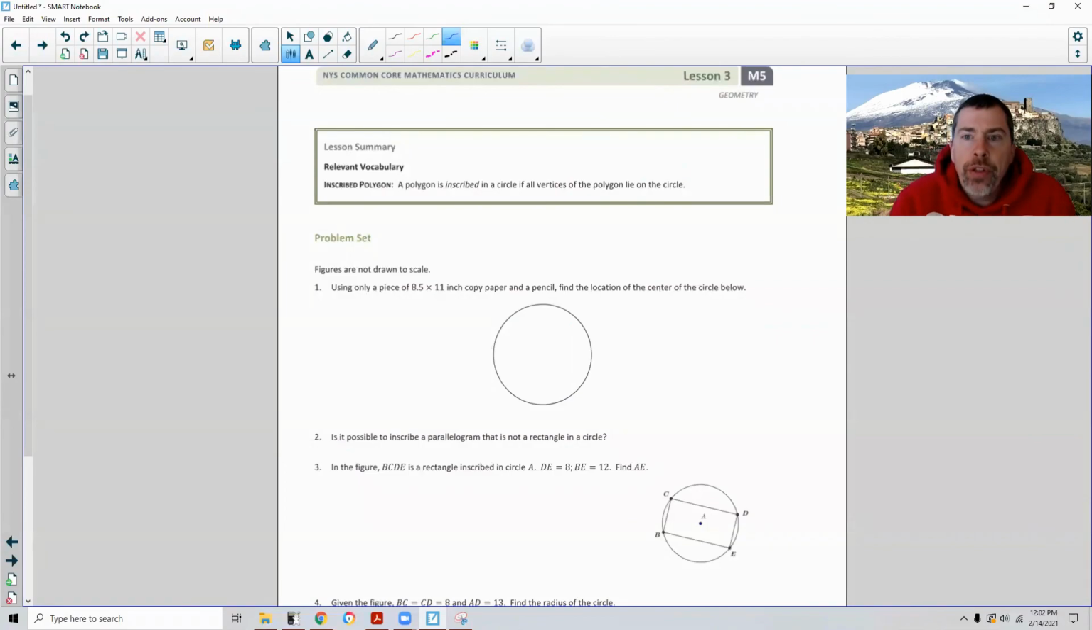Okay, page 5 brings us to the end of lesson 3. Review the lesson summary and go to your problem set.